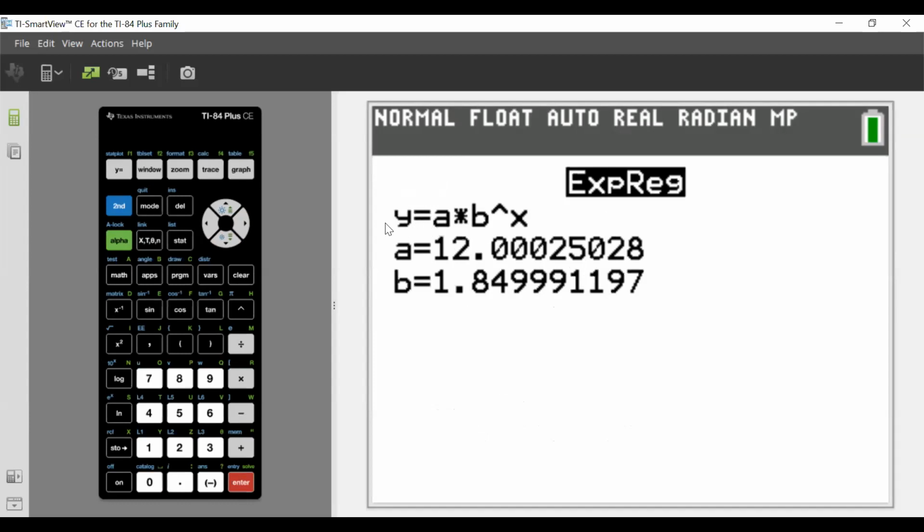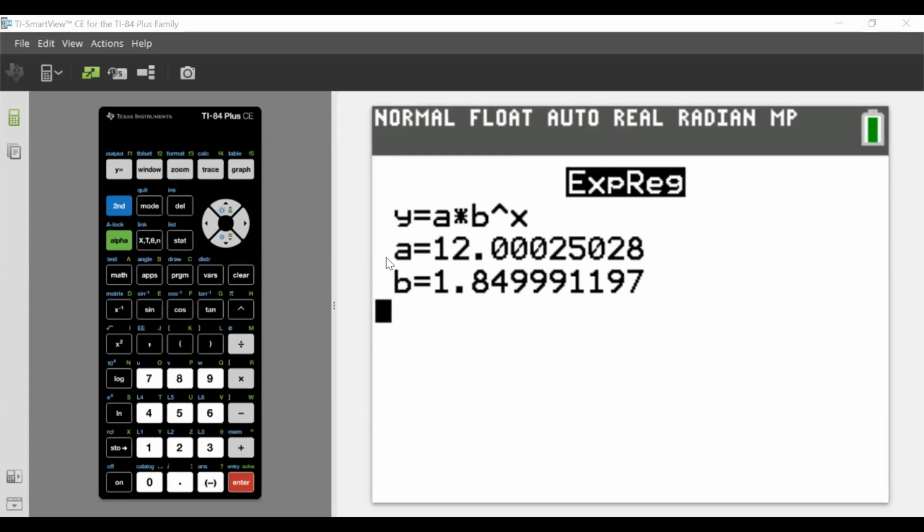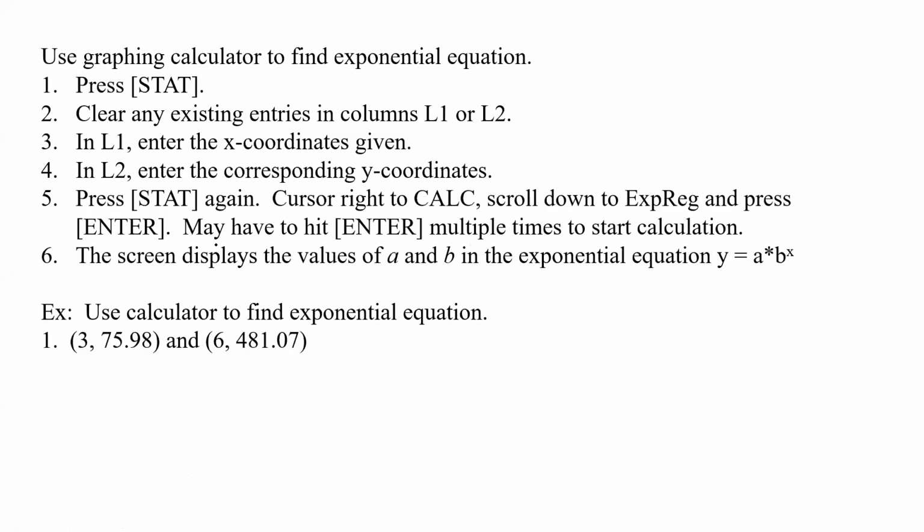Now it gives us f of x equals a b to the x power, and it gives us their numbers. When you see a lot of zeros and a lot of nines like this, we can approximate it and say, okay, a is equal to 12 and b equals 1.85, and that will be good enough. A lot of times they'll tell us we need to have it to some decimal place. This one didn't, but we can say our f of x is approximately equal to 12 times 1.85 raised to the x power. That would be our function, basically, that we just found using those 2 points with our calculator.